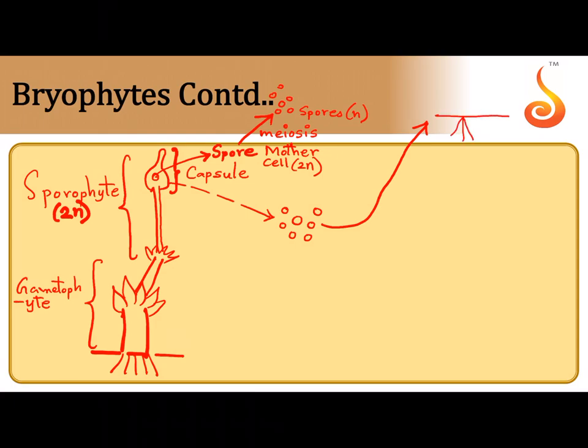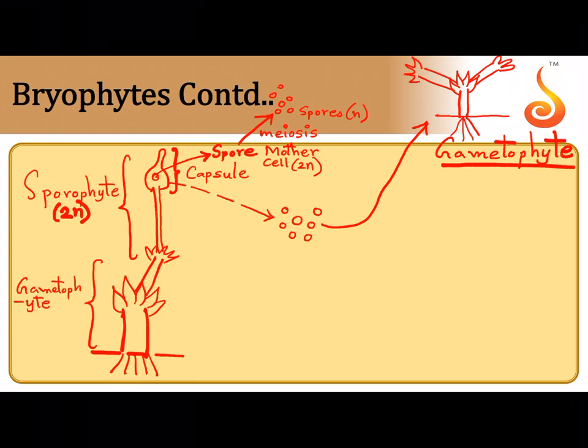They will develop into a new, what is this plant? With leaf-like phylloids, which has a male branch, which has a female branch. What did we call it? Gametophyte. Yes or no? See, how did the spores become gametophyte? Because the spores are haploid, the gametophyte is also haploid. And the same cycle repeats again.